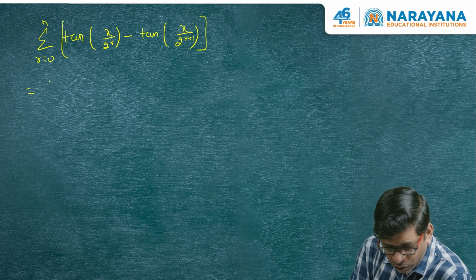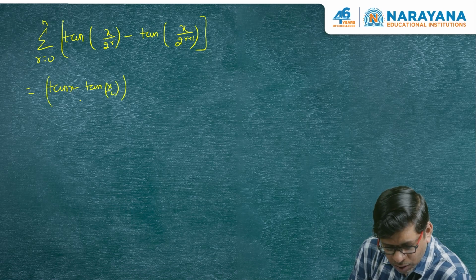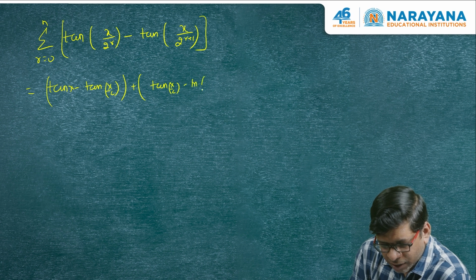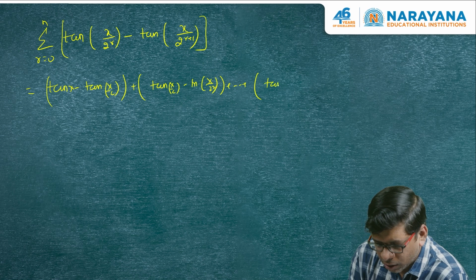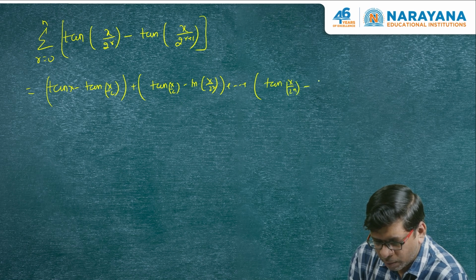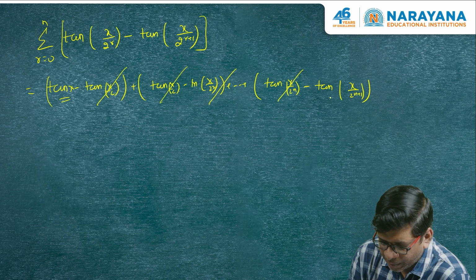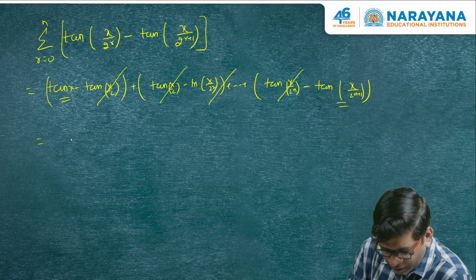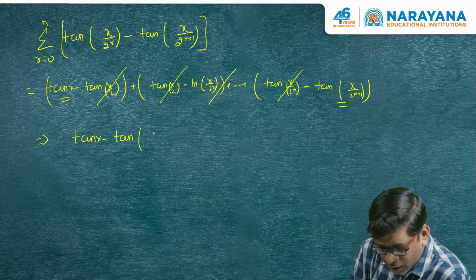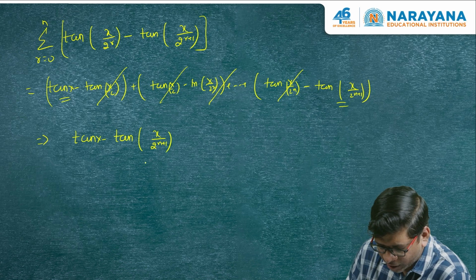So if you put r equal to 0, this becomes tan x minus tan x by 2, plus if you put r equal to 1, tan x by 2 minus tan x by 2 square, and so on. If you put r equal to n, tan x by 2 power n minus tan x by 2 power n plus 1. You can observe alternate terms are getting cancelled. So the first term and the last term are left. So finally we get this as tan x minus tan x by 2 power n plus 1. So we have got the summation.